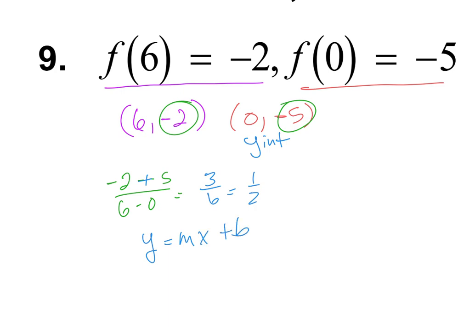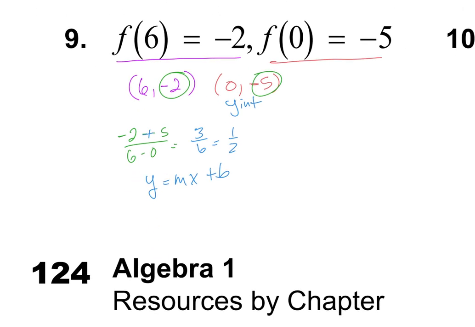I think this is the last time I'm going to write y equals mx plus b on this assignment because I think we get it by now. This is y equals 1/2 x minus 5. Why minus 5? Because that's our y-intercept. Look, we even labeled it.